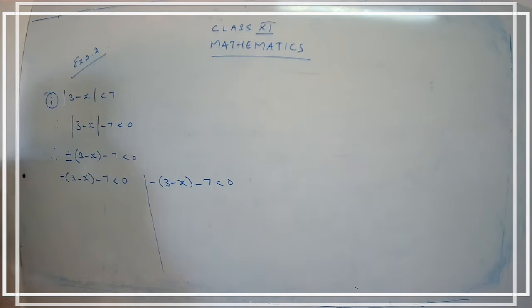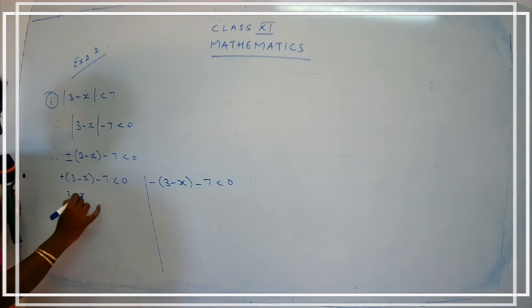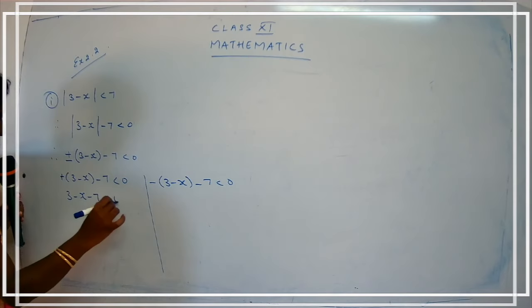So let's try to simplify the sums. So what do you get here? This is plus, so nothing will change. All the signs will remain the same. 3 minus x minus 7 less than 0.